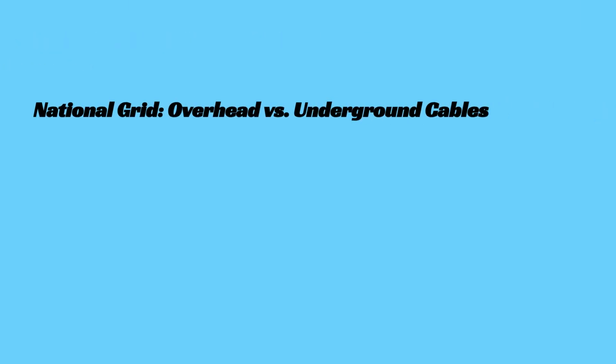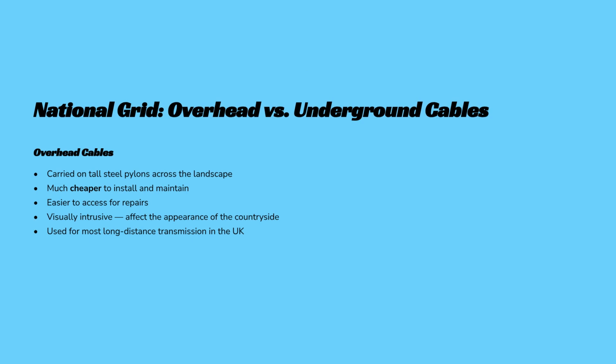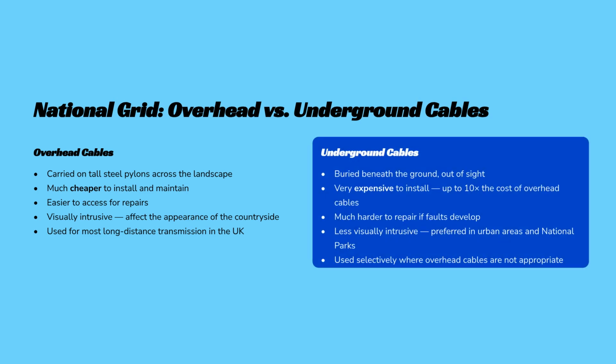The national grid uses both overhead and underground cables. Overhead lines are cheaper and easier to access, though they are visually intrusive. Underground cables are hidden and preferred in sensitive areas, but they are significantly more expensive and difficult to repair.